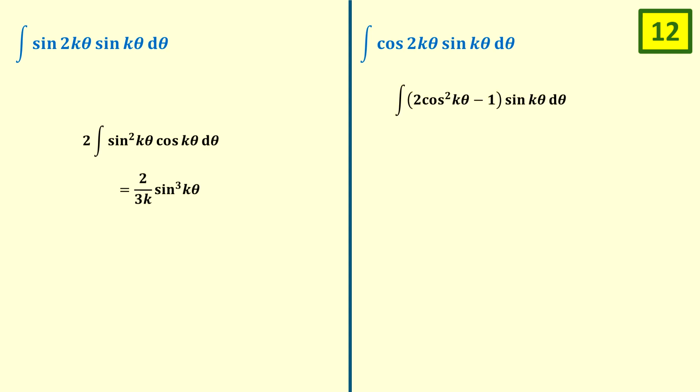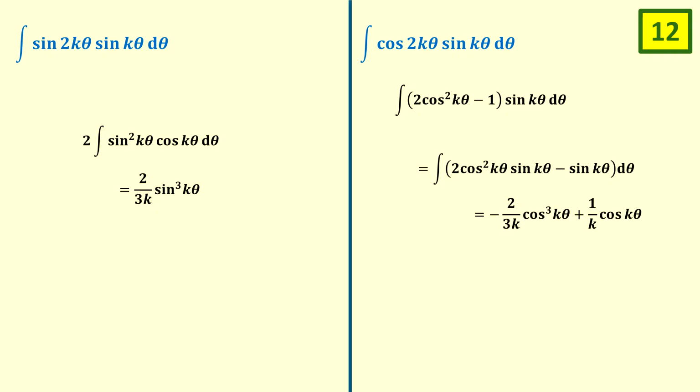And then if we've got cos 2k theta sine k theta, again, because it's a sine k theta on its own, we want to use the cos squared version of cos 2k theta, which is 2 cos squared k theta minus 1. Expand the brackets to get that, and then if you integrate 2 cos squared k theta sine k theta, that's the same as integrating 2 cos squared theta sine theta but dividing it by k. So that's the minus 2 over 3k cos cubed k theta, and the integral of negative sine k theta is positive 1 over k cos k theta.